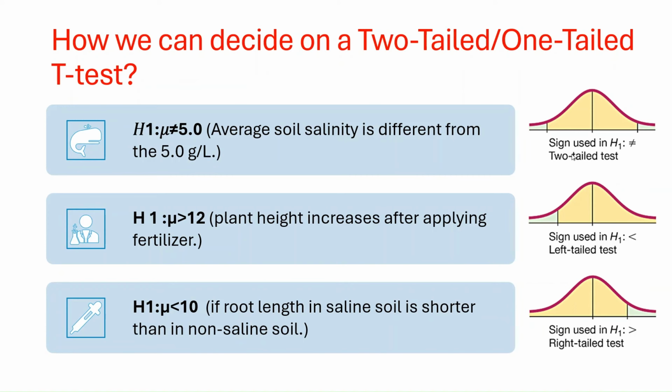Similarly, if root length in saline soil is shorter than in non-saline soil, that is also an example. Then you can formulate the hypothesis as mean is less than 10. Here we are also sure that the root length is shorter, the mean is decreasing, so we have to go to the left side. So for increase or decrease, we are sure about the direction, either the right tail or the left tail, so this is the one tail test. From the symbolic representation in the alternative hypothesis, you can identify whether you have to select a two tail test or a one tail test.